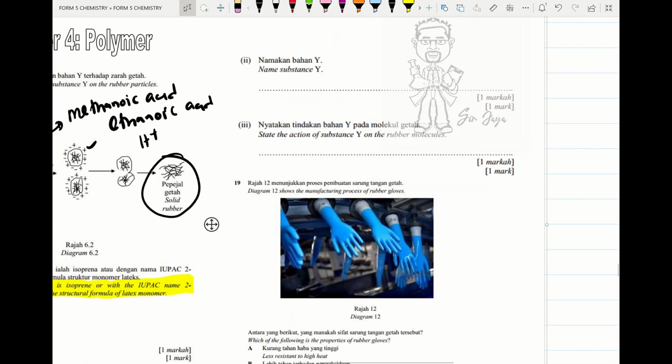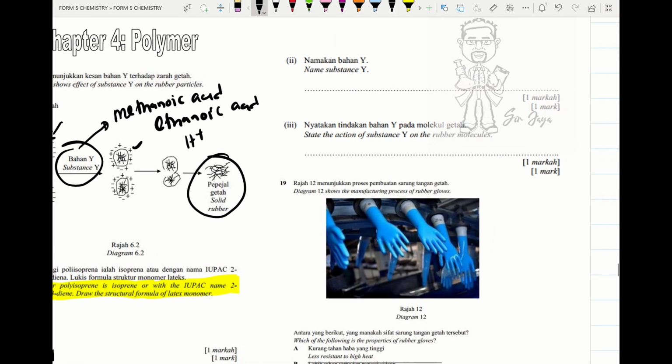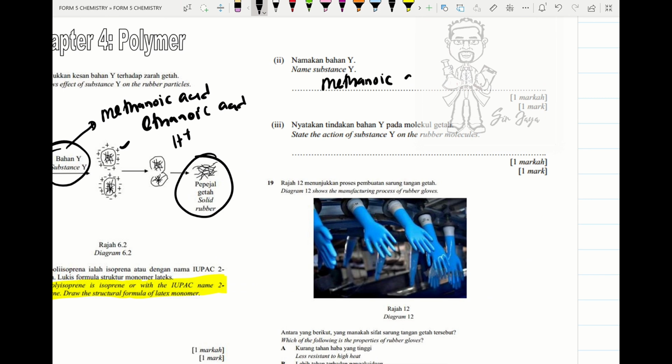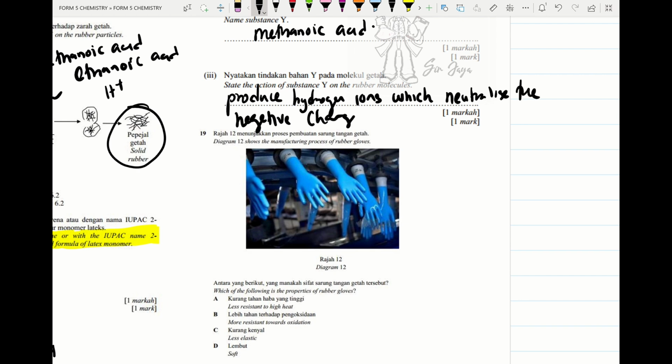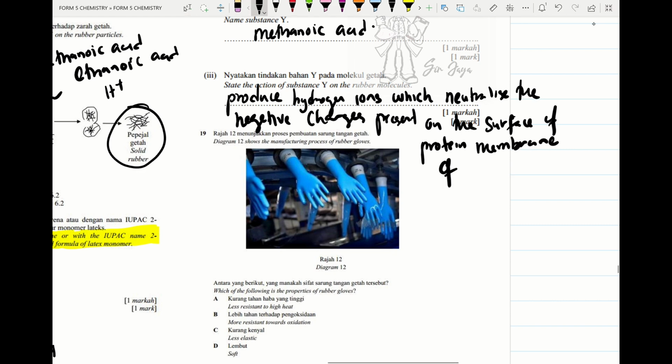So we move on to the next question. What is substance Y? They want us to name the substance Y. Substance Y is known as methanoic acid. State the action of substance Y on the rubber molecule. Substance Y produces hydrogen ions, which neutralize the negative charges present on the surface of the protein membrane of rubber particles. So this is the function of substance Y.